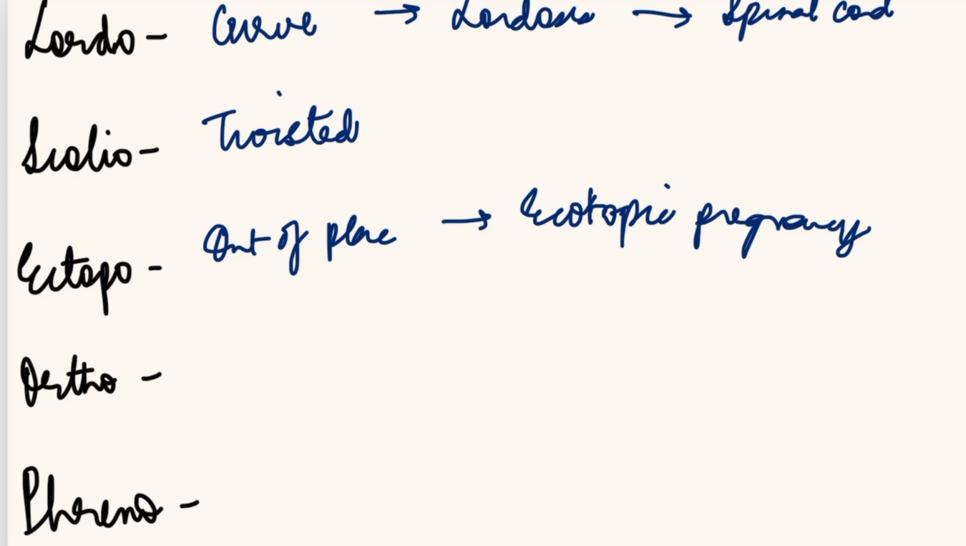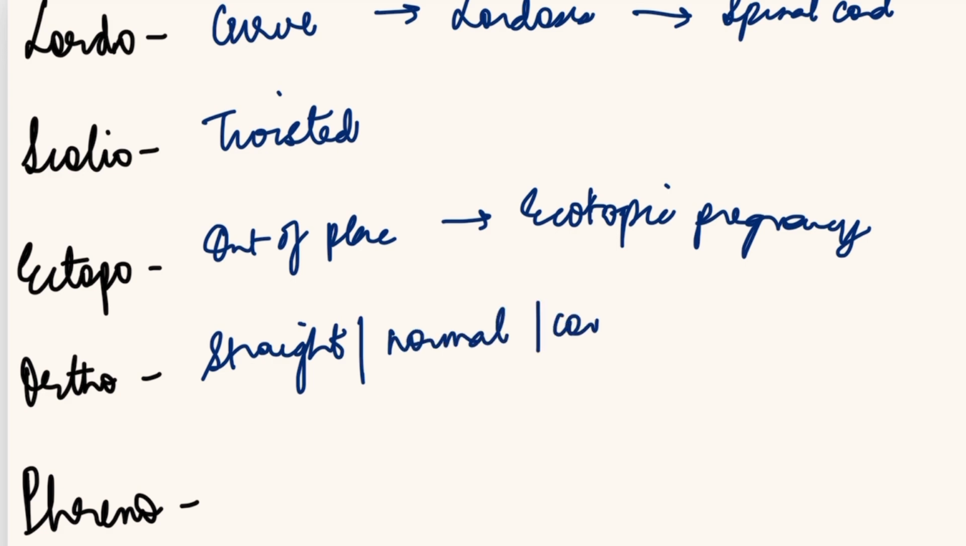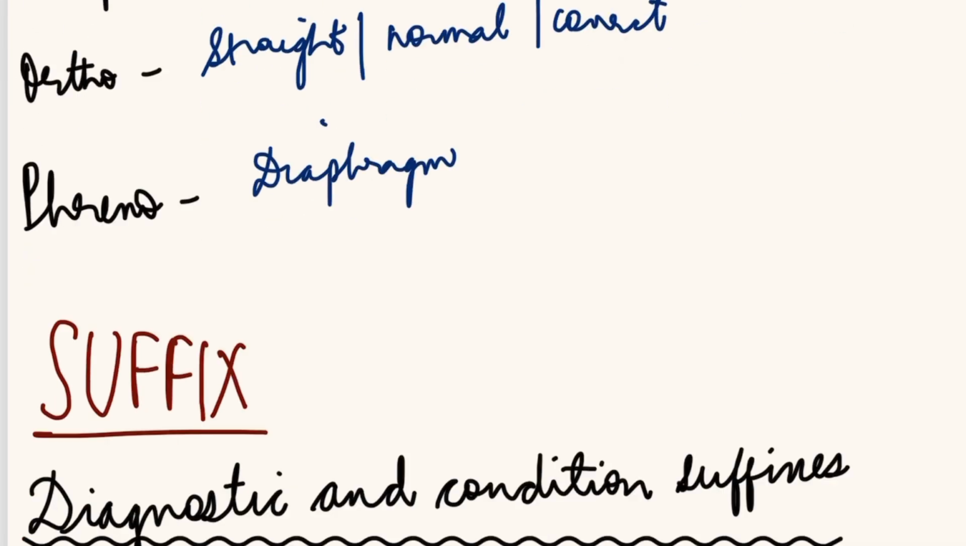Ortho means straight, normal. Okay, so orthopedics means a branch of correcting skeletal deformity, straight, normal, correct. You know, you also have a word that is orthostatic hypotension. Freno is diaphragm. Okay. So we are now done with root words.